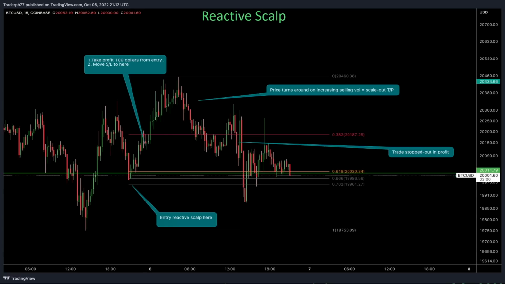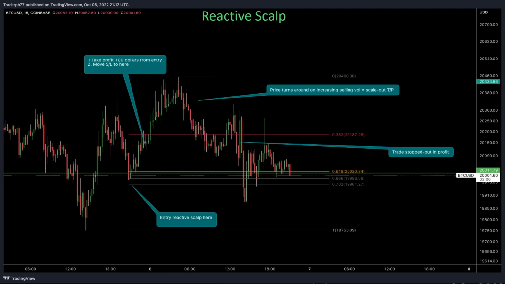We took $100 profit. We took profit at $100 up, and then essentially watched the trade run, moving the stop loss basically just beyond that $100, so we know we're in profit. As you can see here, the price moved up and then started to return back down to the entry, at which point we were stopped out in profit. Very simple reactive scalp, and profit taken.